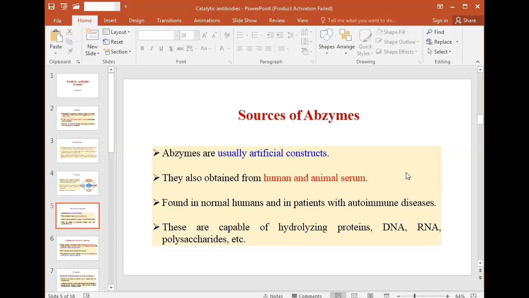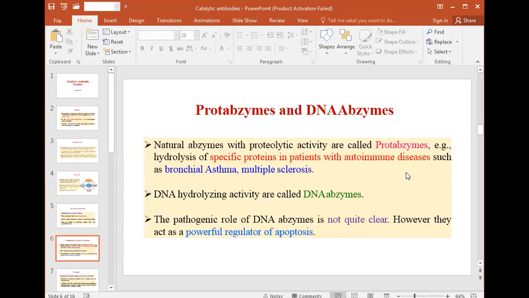These are the enzymes that are capable of hydrolyzing proteins, nucleic acids in the form of DNA or RNA, as well as polysaccharides. When these naturally occurring enzymes have proteolytic activity, or protein degrading function, they are called proteazymes. They specifically hydrolyze a specific protein in patients with autoimmune diseases such as bronchial asthma and multiple sclerosis. These are the autoimmune disorders where this particular proteazyme can be found.